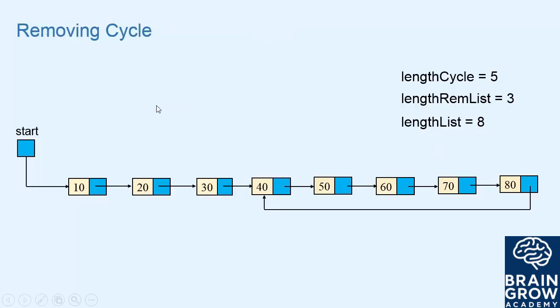Now we can easily remove the cycle from the list by taking a reference to the first node of the list and moving it 7 times and then placing null in its link. So now let's move this reference 7 times. 1, 2, 3, 4, 5, 6 and 7. Now we place null in its link. So now we can see that the cycle has been removed from the list and the list has become null terminated.